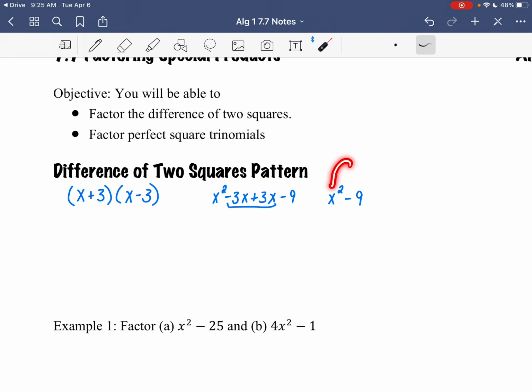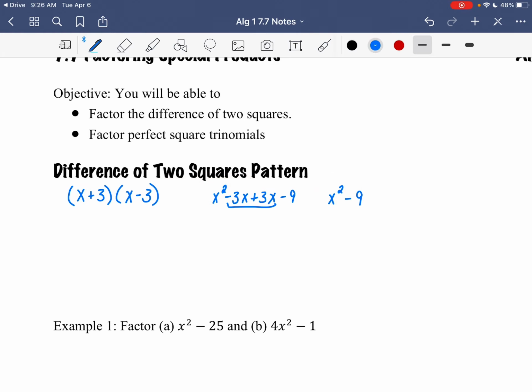And what's interesting is both of these are the square of these guys. If I take x to the second power, I get x squared. If I take 3 to the second, I get 9. And then it ends up being a subtraction, a difference. Hence, it's a difference, a subtraction of two squares. This is the square of x, this is the square of 3.